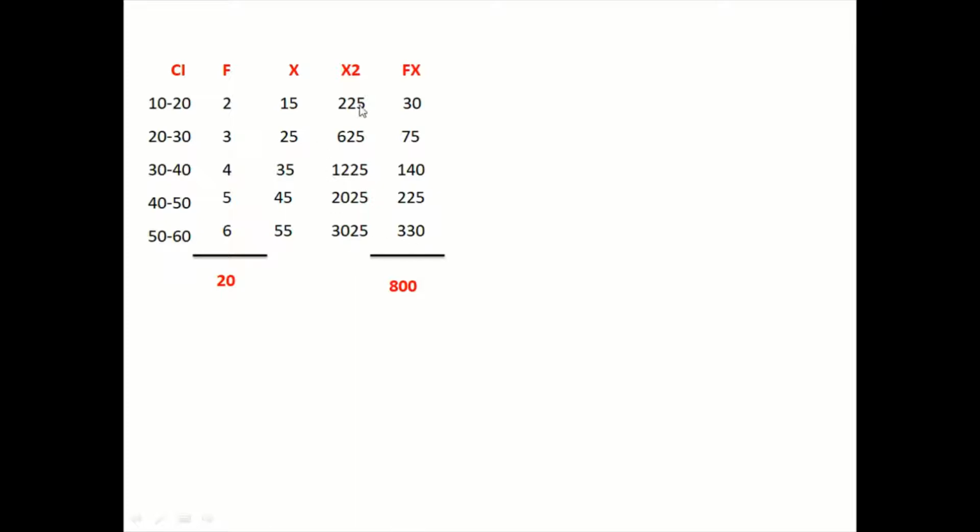Now, I need one more column called fx squared, that is f multiplied by x squared. So here it is. 2 into 225, how much is it? 450. 3 into 625, how much is it? 1875. 4 into 1225, 4900. 5 into 2025, 10,125. 6 into 3025 is 18,150. Now when I add this fx squared, I get the sum of fx squared.